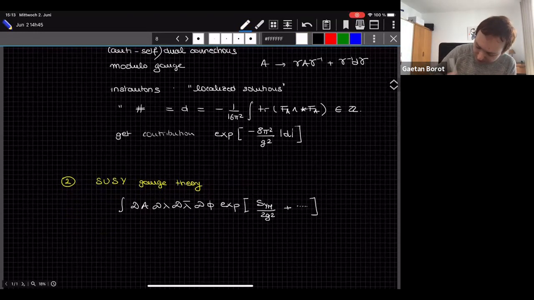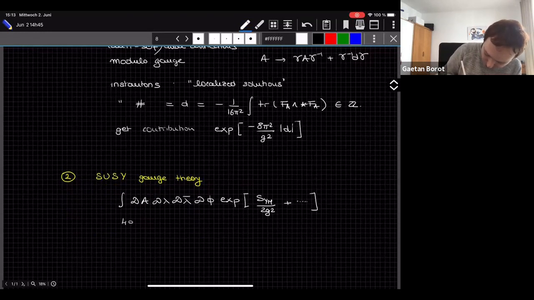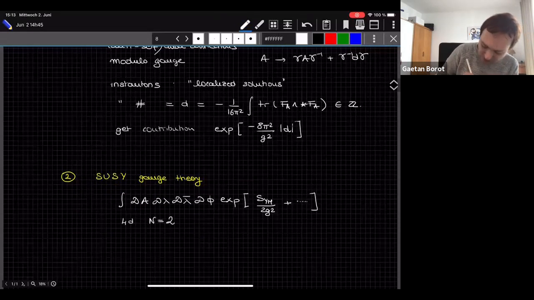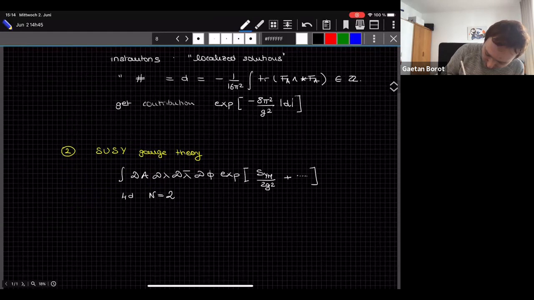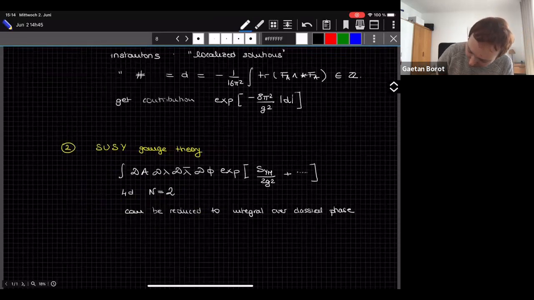And this is supersymmetric. So in 4D, what I want to consider here is there are two supersymmetry charges which are preserved. And what's interesting about this is that when you have more symmetry, the computations are easier, at least on the physics side. And this integral can be reduced, I mean, you can argue that it can be reduced to doing an integral over the classical phase space. And that would be the moduli space of classical solutions.